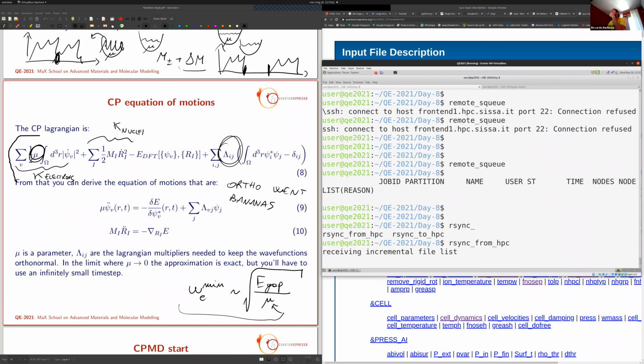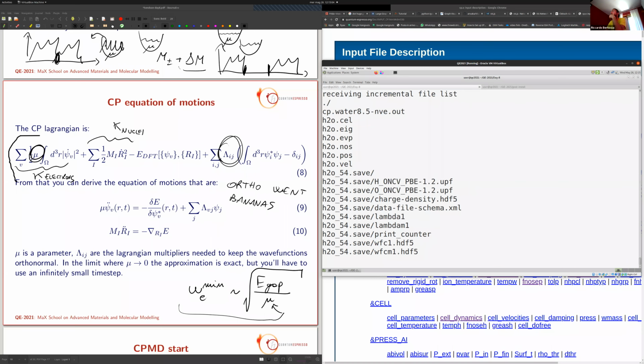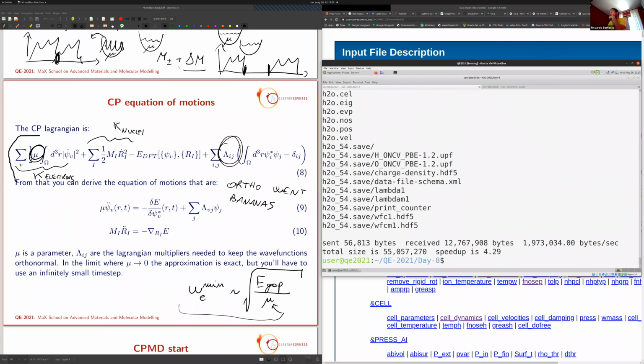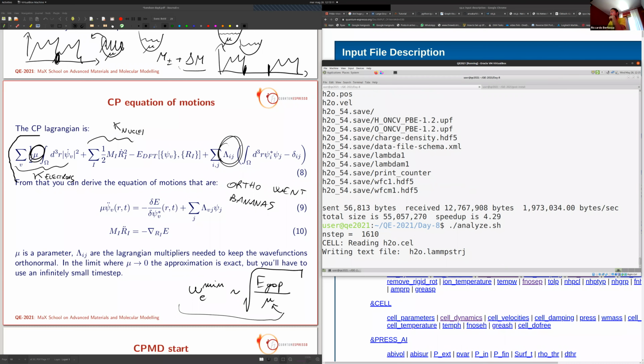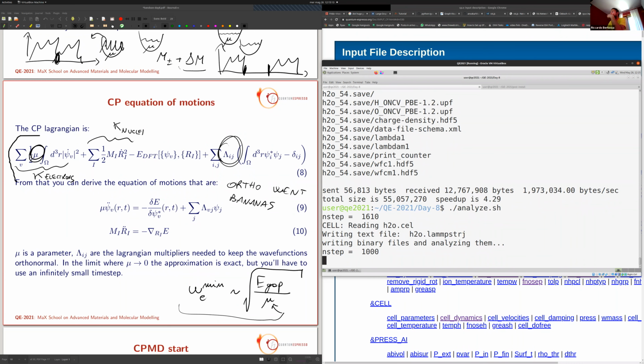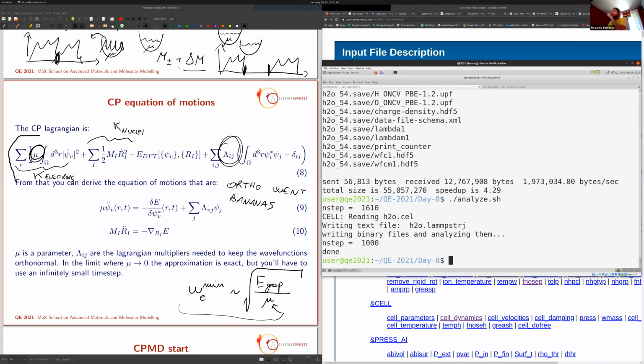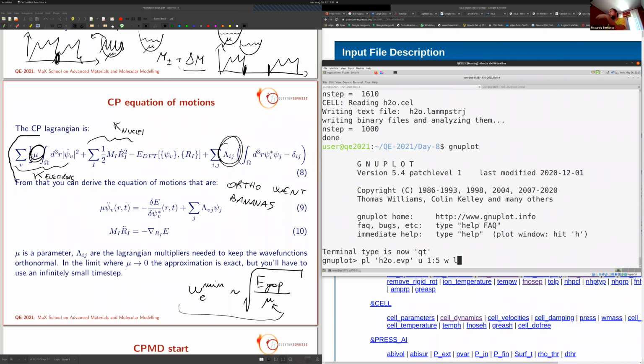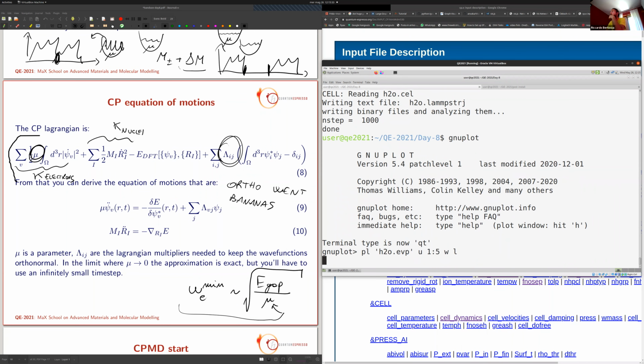Okay, now the trajectory should be a lot longer. So now I can run again this script that now computes also the pair correlation function and the mean square displacement. Okay, now we can look also at the thermodynamic quantities. Plot. Let's look at the temperature first.